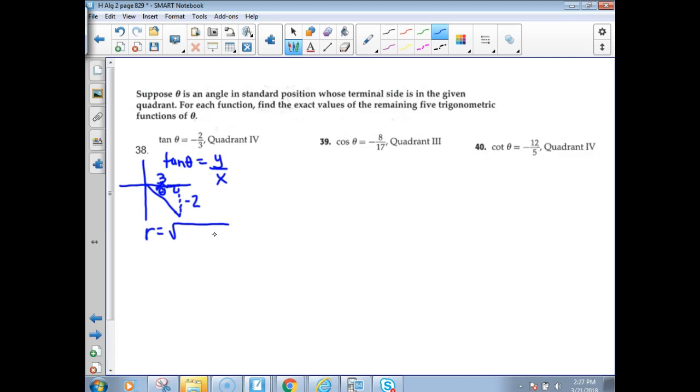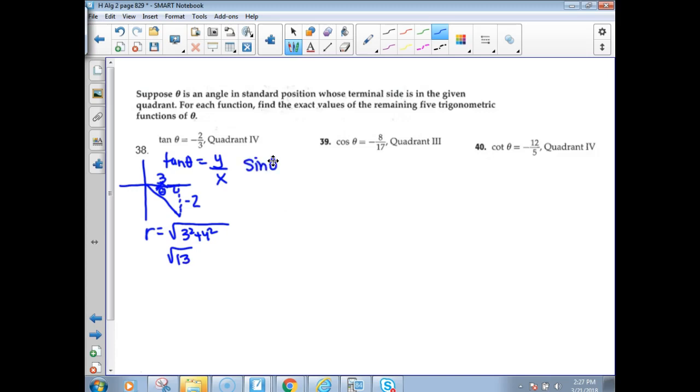Now you can find r. Oh, it says to find the exact values of the remaining 5 trigonometric functions of theta. So yeah, we got to find r. 3 squared plus 2 squared. That's the square root of 13. So now I can start writing them.